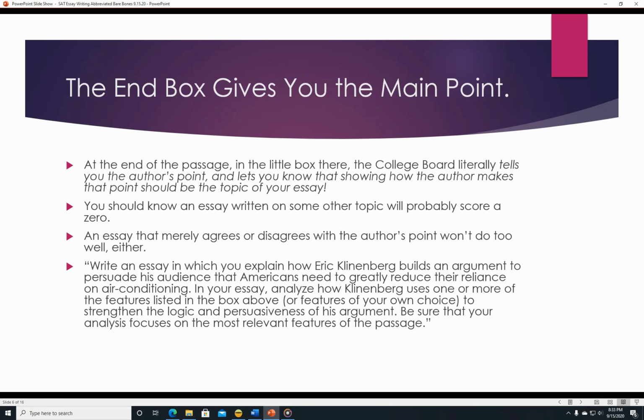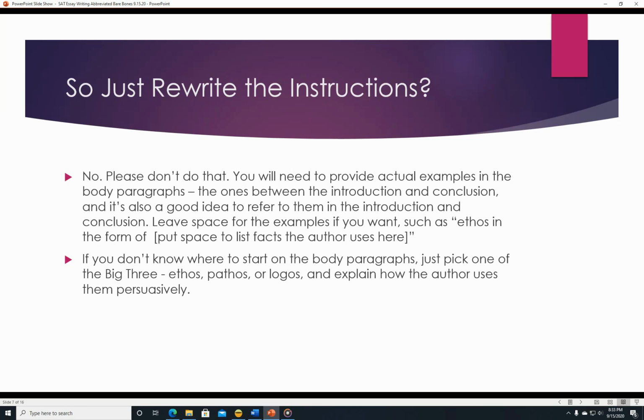So what we're going to do here in most of these is just point out ethos, pathos, and logos. And we're not going to just rewrite the instructions, as you might be saying here. Well, so just rewrite the instructions? No, don't do that, because you're going to need to actually come up with the examples in the body paragraphs, the ones between the introduction and the conclusion. And it's a good idea to refer to the same examples that you're going to put in your body paragraphs in the introduction and the conclusion.